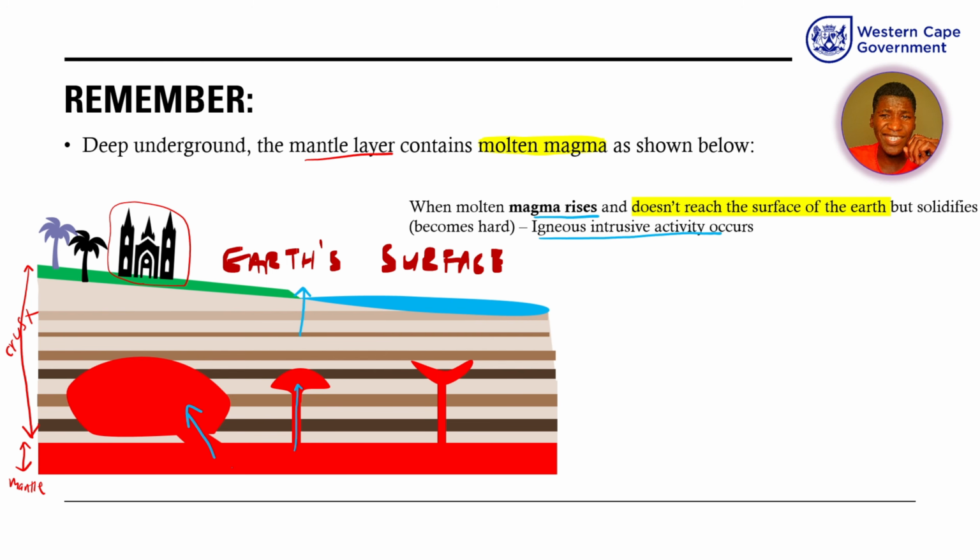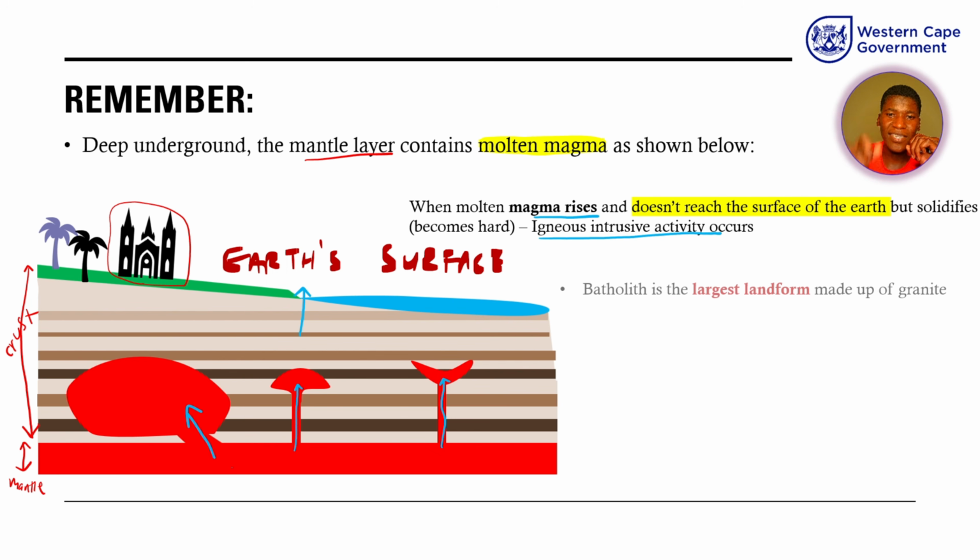So igneous intrusive activity is basically when this molten magma solidifies, or becomes hard, or becomes a solid underneath the Earth's surface, or underground basically, because remember the Earth's surface is where we are at, which is the ground. So here it is trying to rise up as well, but then it solidifies. So it can solidify, or it can become hard and stiffen up in different shapes, and then we can actually give those shapes some names.